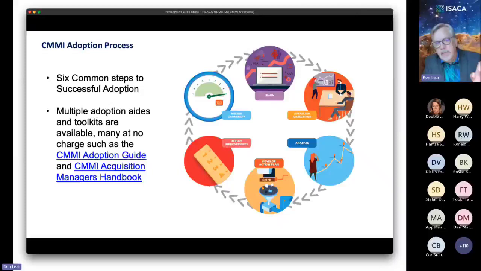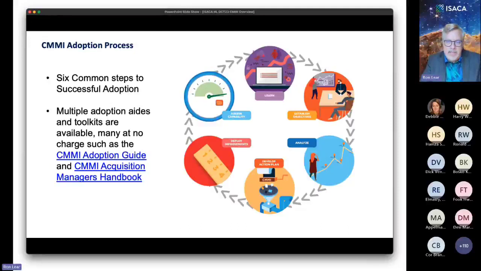It now does. There's a couple of guides I'd point you to here. You can go to these links. The primary one is the CMMI adoption guide. It follows these 6 steps, very similar to Plan, Do, Check, Act. We just add the learn part here and the establish part in terms of objectives.